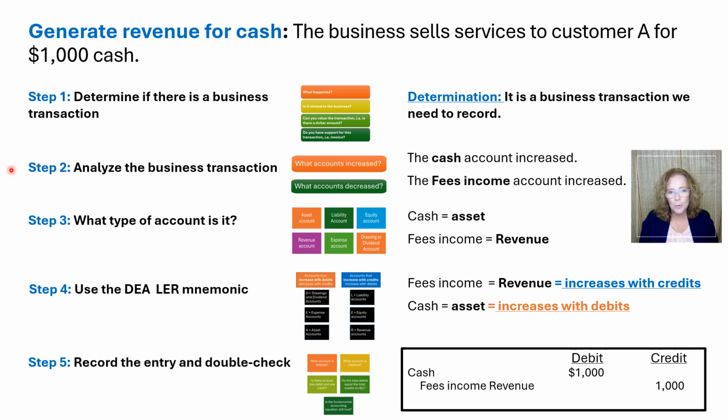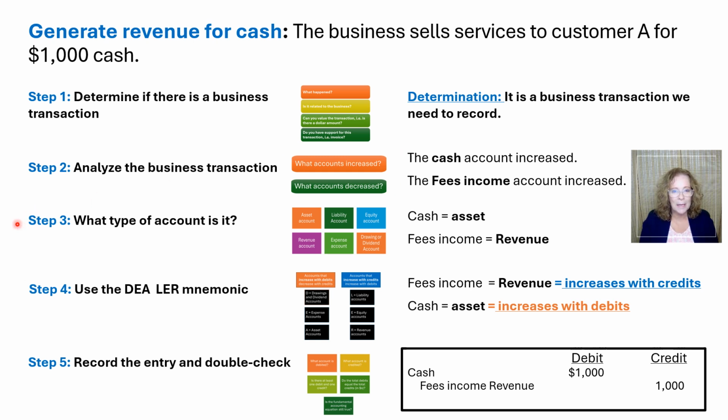In step two, we now determine what accounts increased and or decreased. What do you think? What accounts increased and or decreased? Yes, the business delivered services, so the fees income account increased. And cash increased as well.